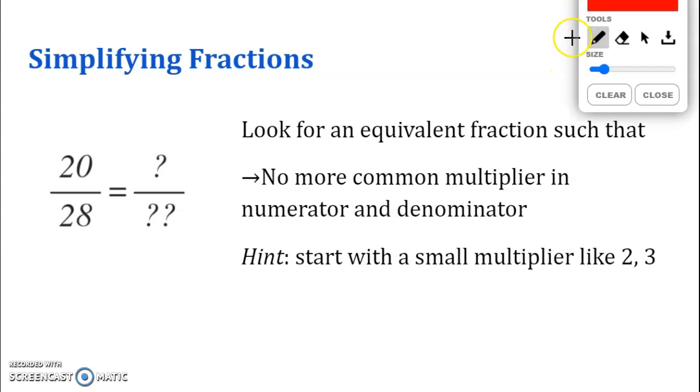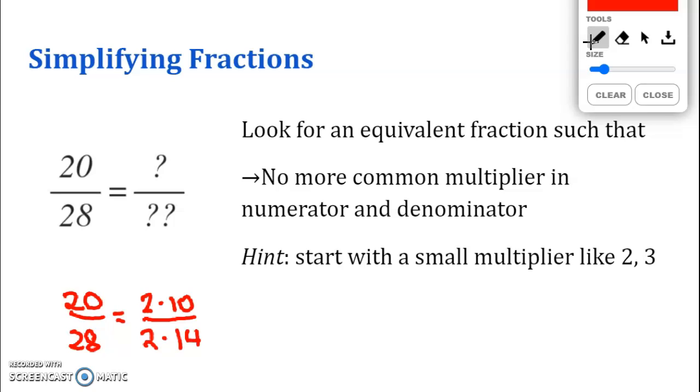So that means if you have 20 over 28, I need to be thinking about what number is divisible by both 20 and 28. Because they are even, I know at the very least they are both divisible by 2. So 20 is really the same as 2 times 10, and 28 is really the same as 2 times 14.